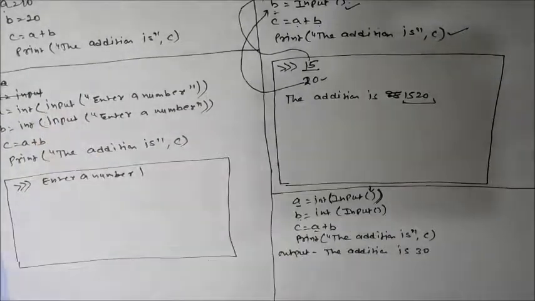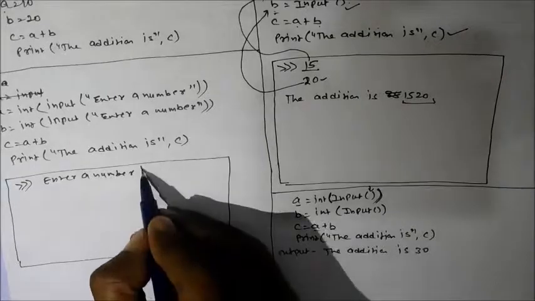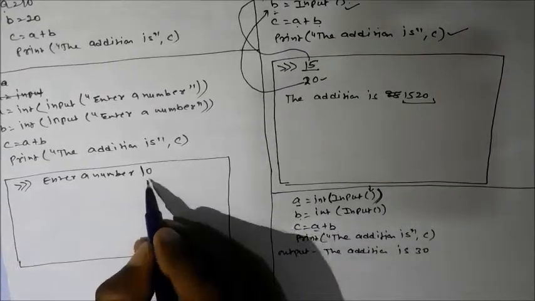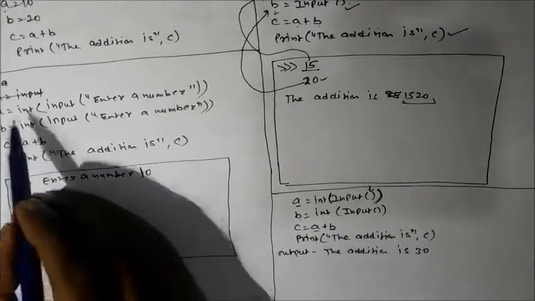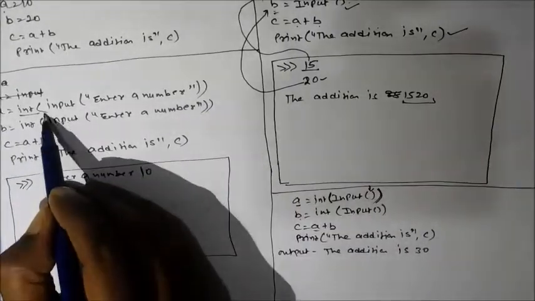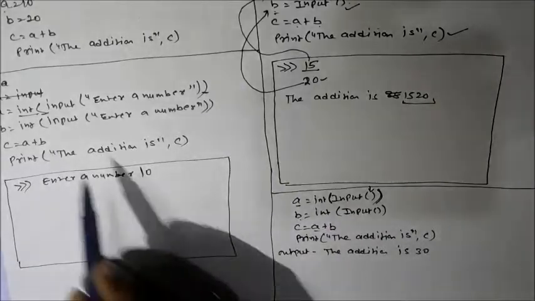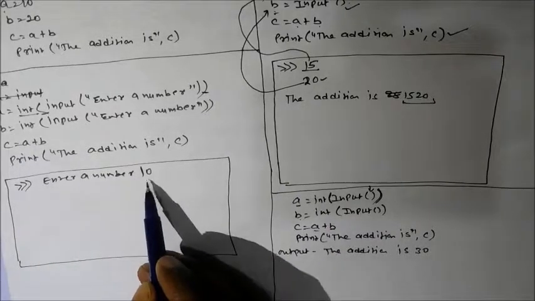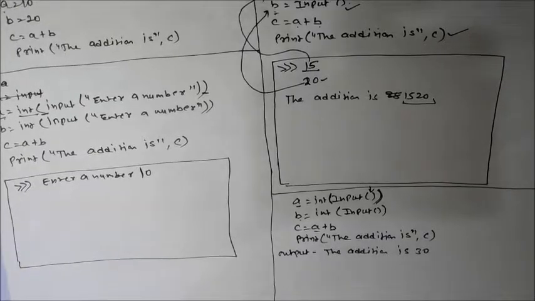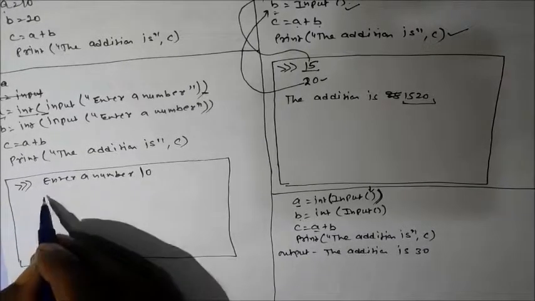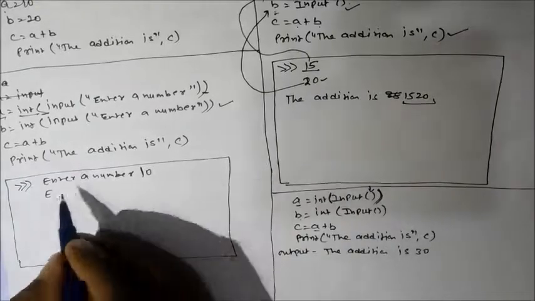That is the effect of input command, and you are entering here suppose 10. This 10 is in the form of a string. It will be converted by this int function. This is the opening of int, this is the closing of int. So this 10 is in the string form. It will be converted by the int function, and then a will be storing the integer value. Then again the second line will be executed.